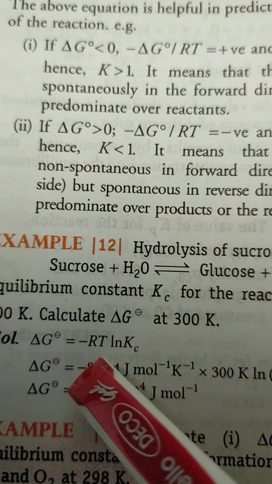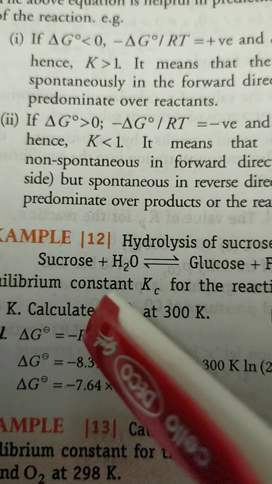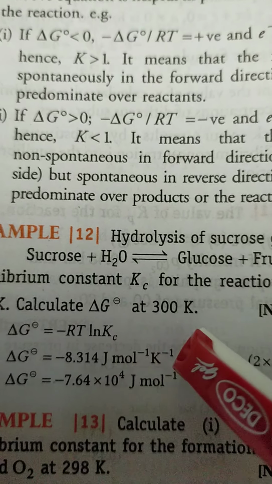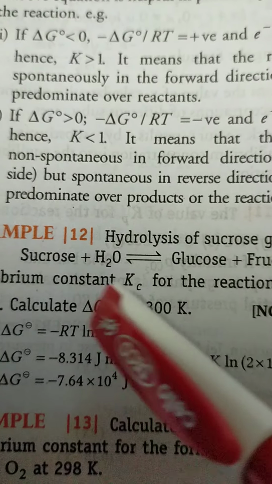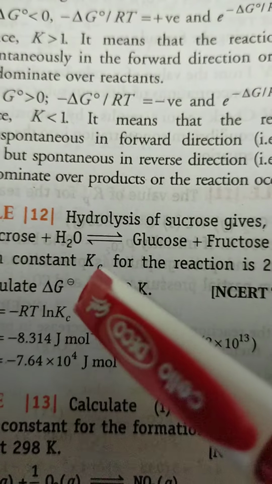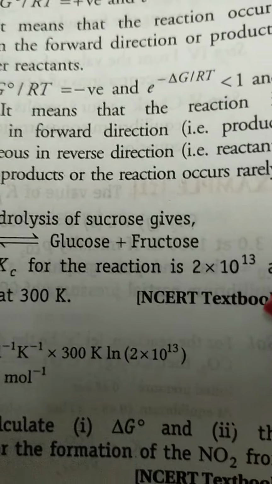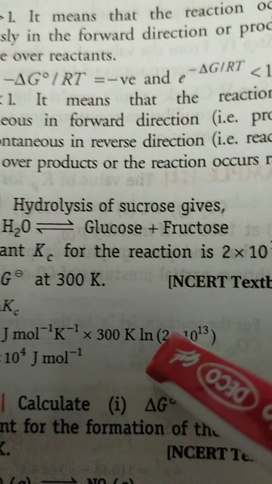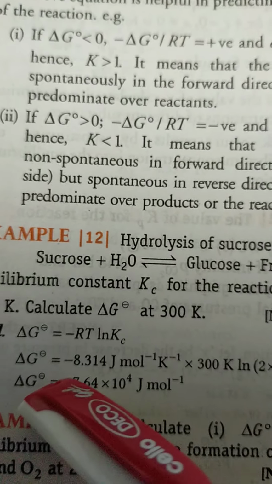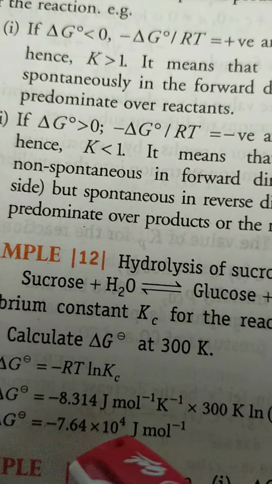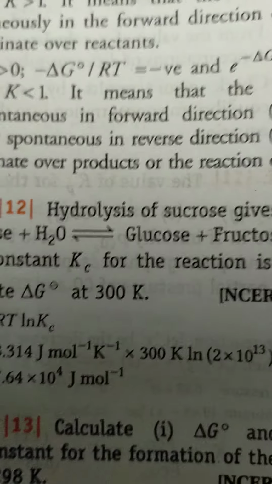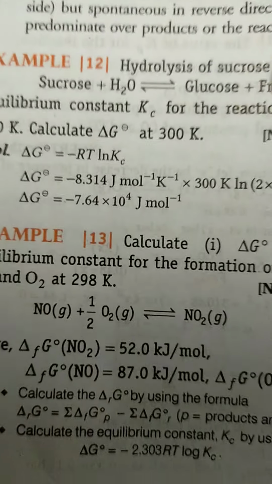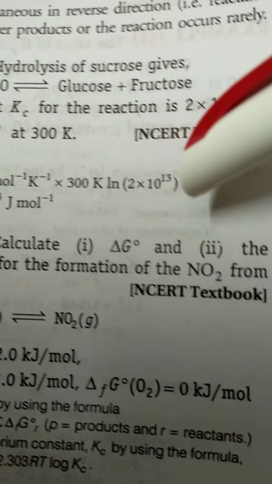So delta G naught is equal to minus 8.314 joule per mole per Kelvin into temperature 300 Kelvin, into ln of Kc, where Kc is equal to 2 into 10 to the power 13. So the value you will get is minus 7.64 into 10 to the power 4 joule per mole. Next, another example where you can calculate delta G.